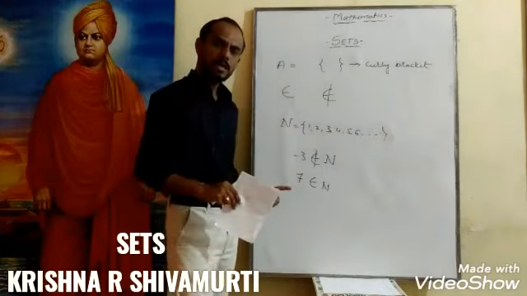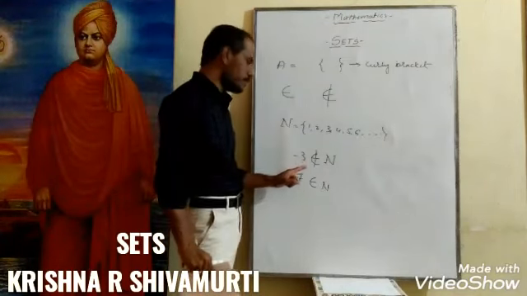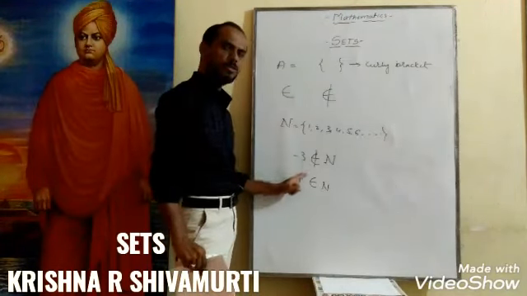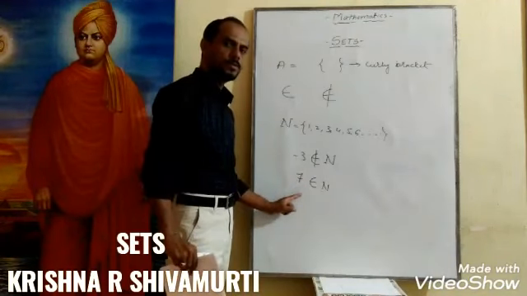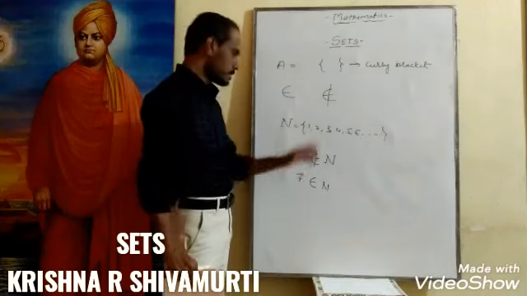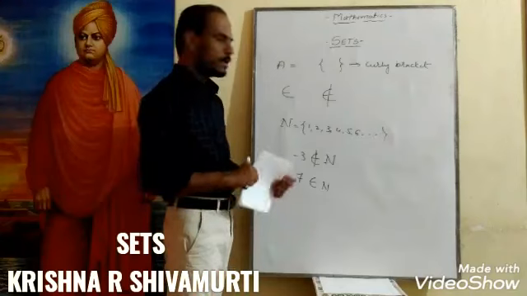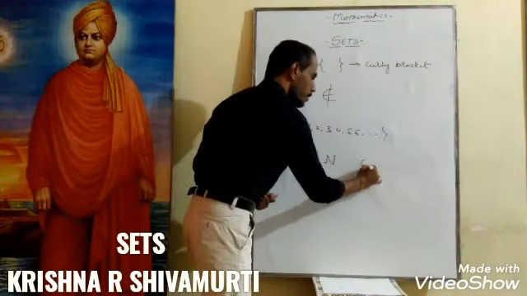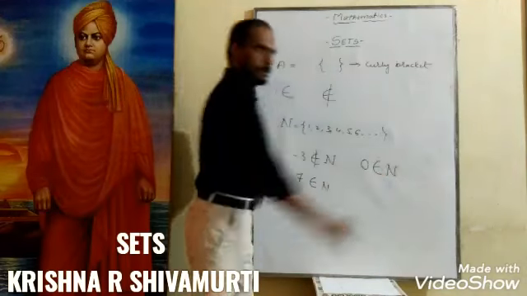Or if I consider 0, which symbol do we have to use? Belongs to or not belongs to, is an element or is not an element? Yes, definitely we have to use is not an element. Okay, 0 is not an element of N.